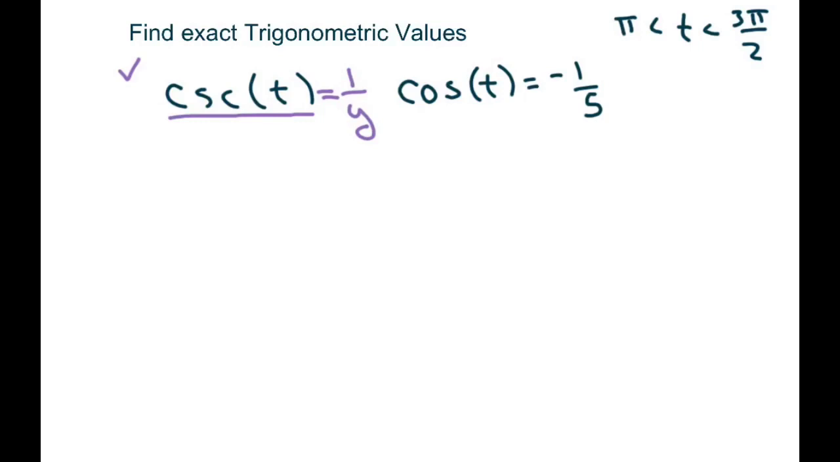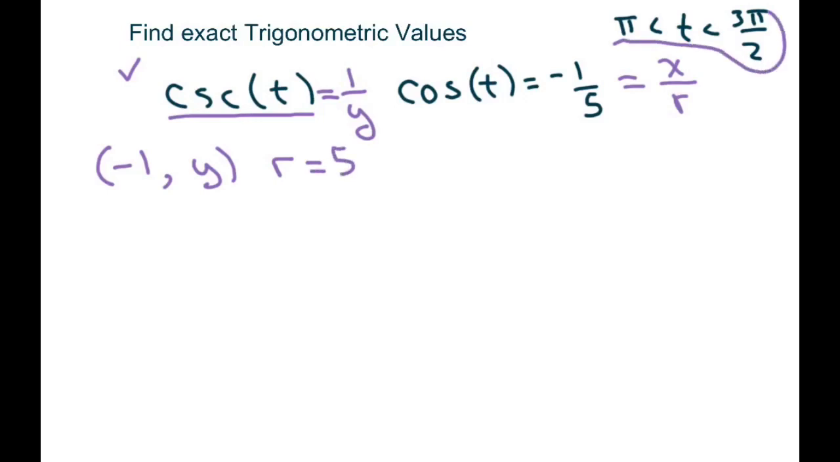We also know that cosine is x over r. So usually to find everything, we need an x, which we know is -1. We need our y, we don't know that. And our r is always positive, which is 5. This information just tells us what quadrant we're in. Between pi and 3 pi over 2, or 180 and 270 is quadrant 3. So I know in quadrant 3 my x and y are both negative.